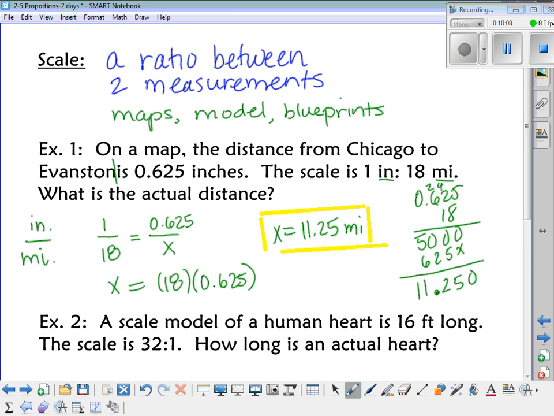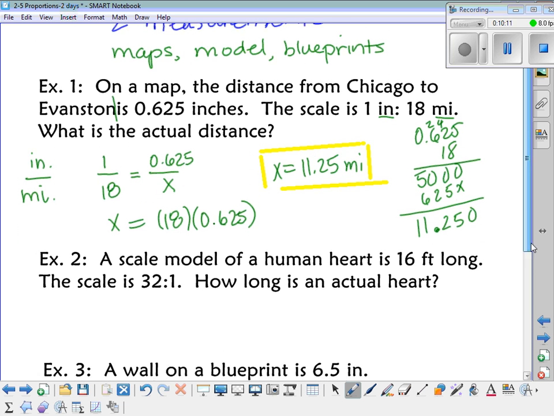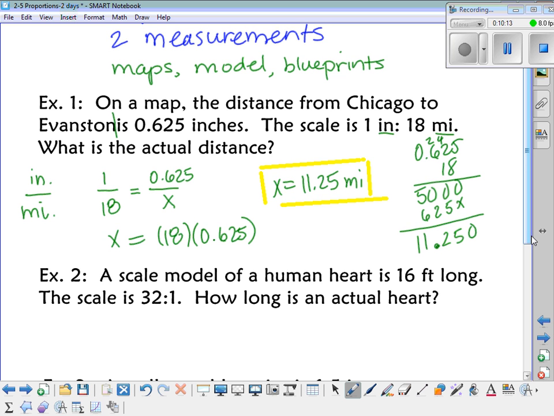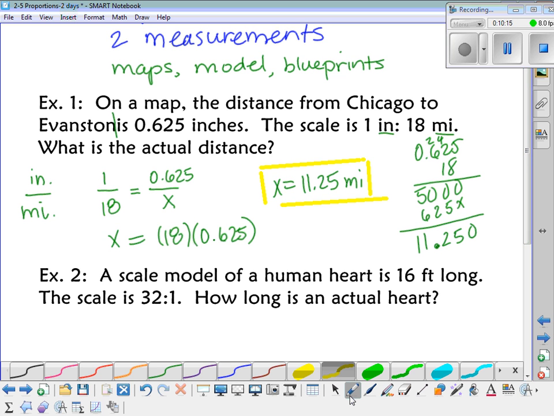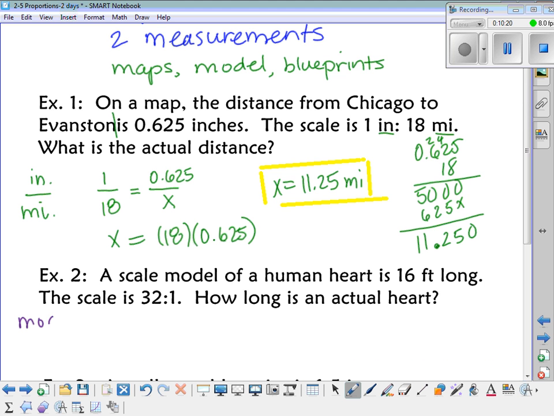All right, so this one is a scale model. I'm going to let you guys work that one on your whiteboards. Okay, the model is going to be on top and the actual on the bottom. So set it up with the model on top, the actual on the bottom, and solve for x.